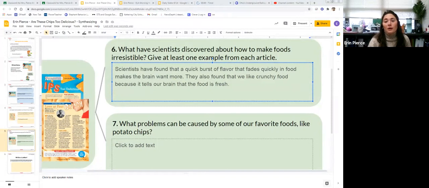So I'm going to reread all of that again. I know it's a lot of information. Scientists have found that a quick burst of flavor that fades quickly in food makes the brain want more. They also found that we like crunchy food because it tells our brain that the food is fresh.